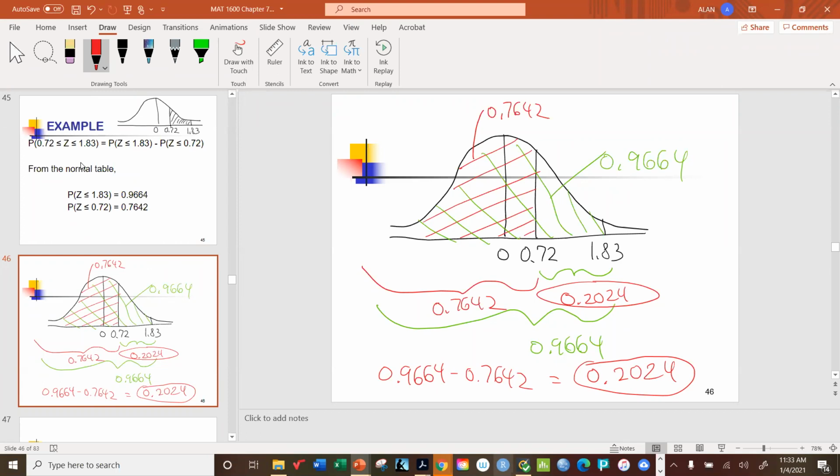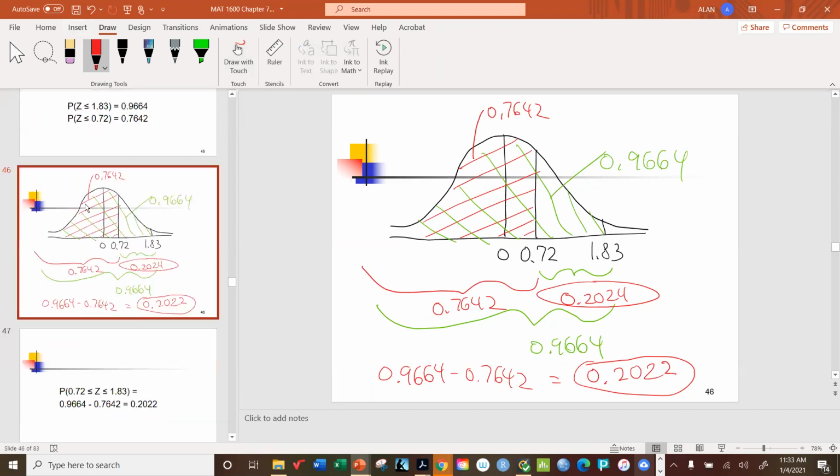Okay, so it's the difference between the two cumulative probabilities. Oh, whoops, sorry, my fault. It's 2022 right here. This is a 2. So it's just the difference between the two.